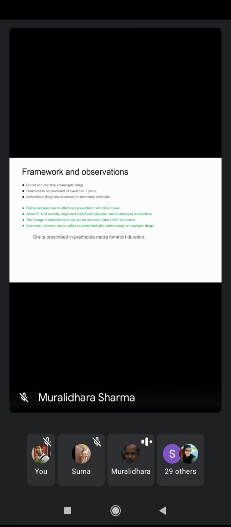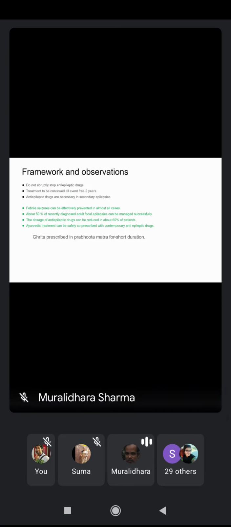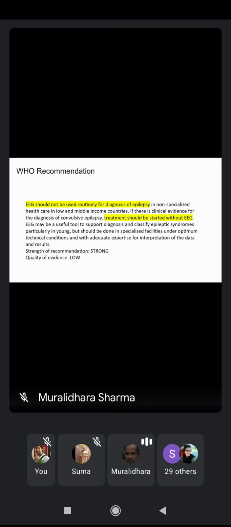Prabhuta Matra, in the sense, has to be given for a short duration, not more than 1 week. If at all needed, you may repeat. But giving Dhruta every day, like 2 teaspoons or 1 teaspoon every day, would not produce the results. This is what I have observed.